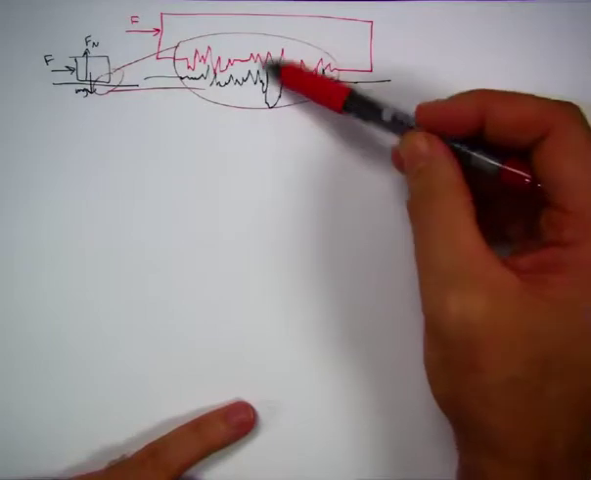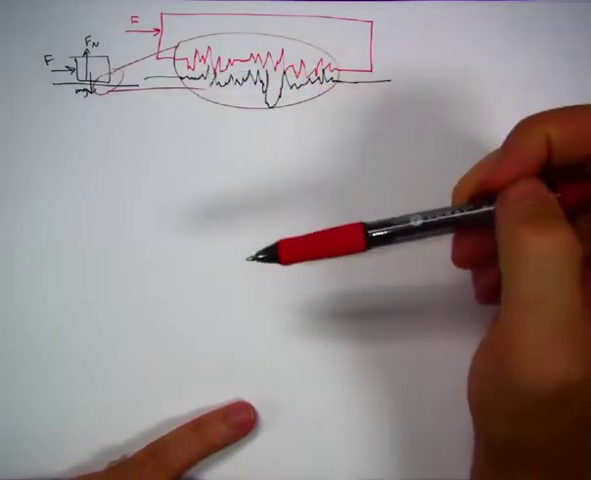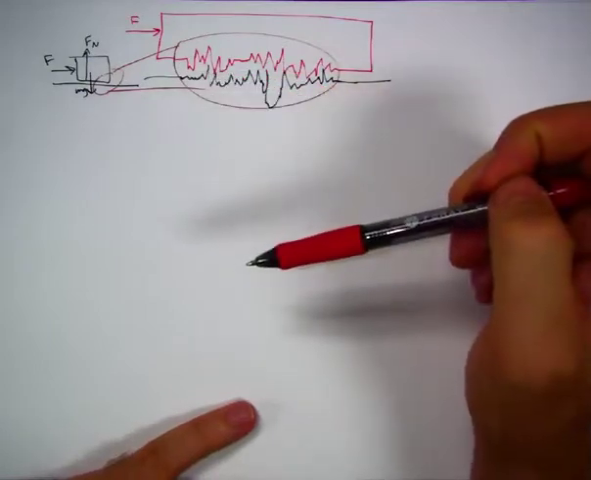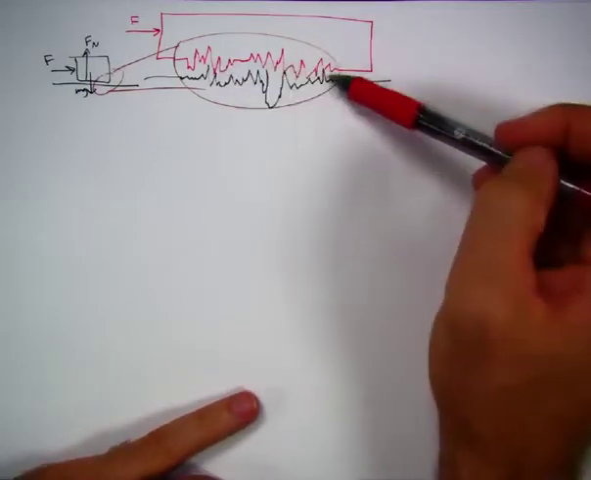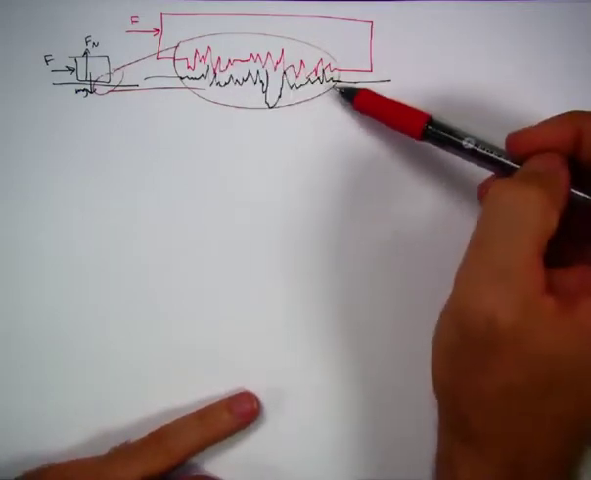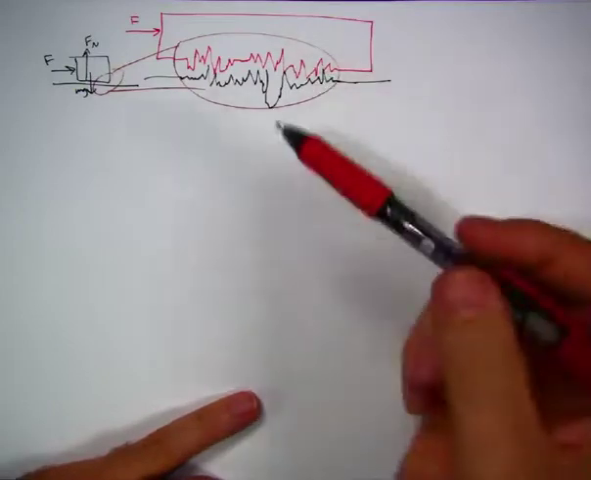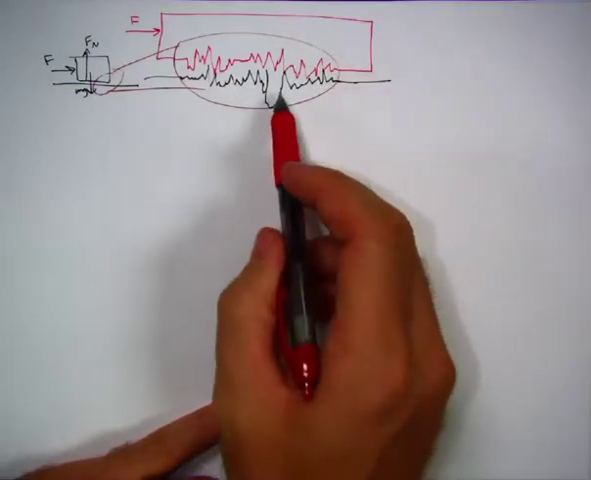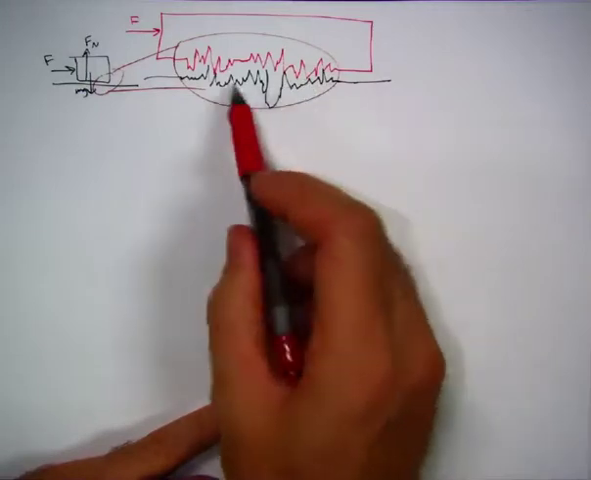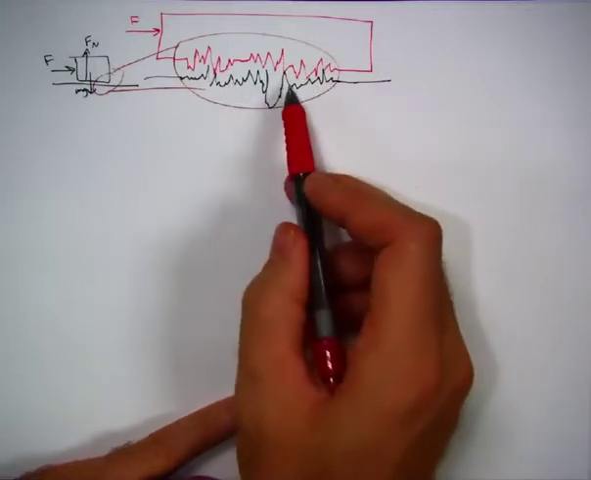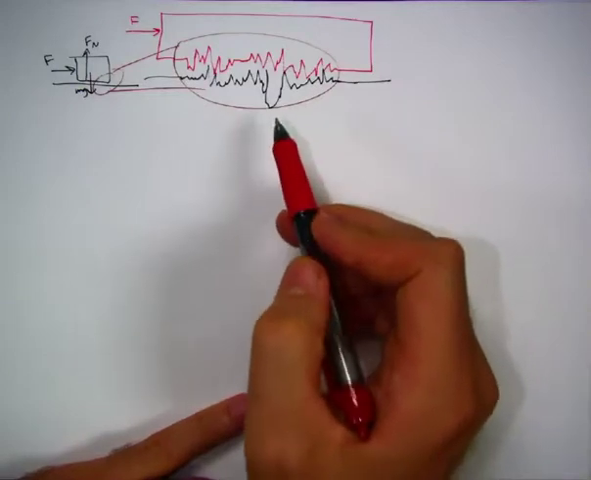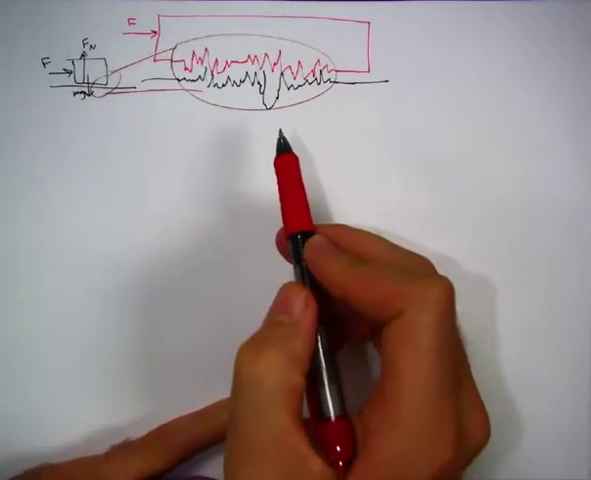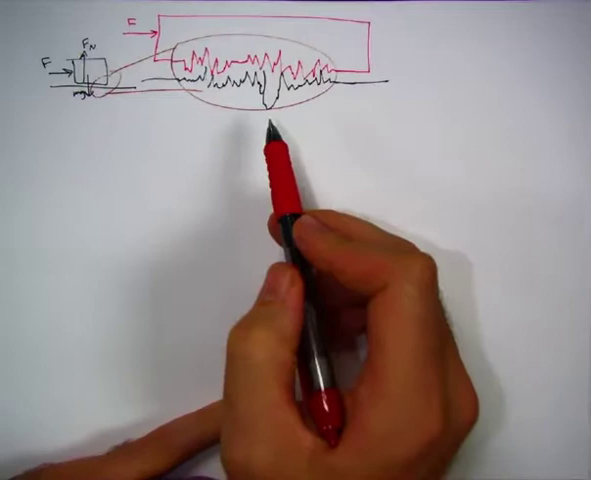And obviously, the more jagged something is, the more friction there's going to be. So we can see that friction has to do with the surface and how smooth that surface is. So how can we calculate friction? The other thing to think about is what friction depends on.